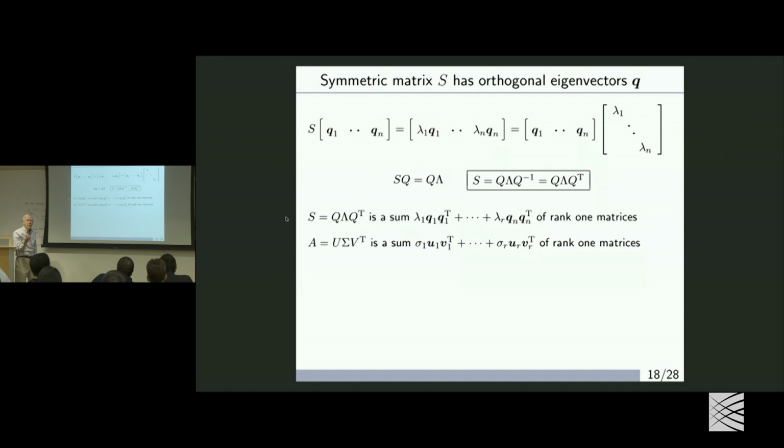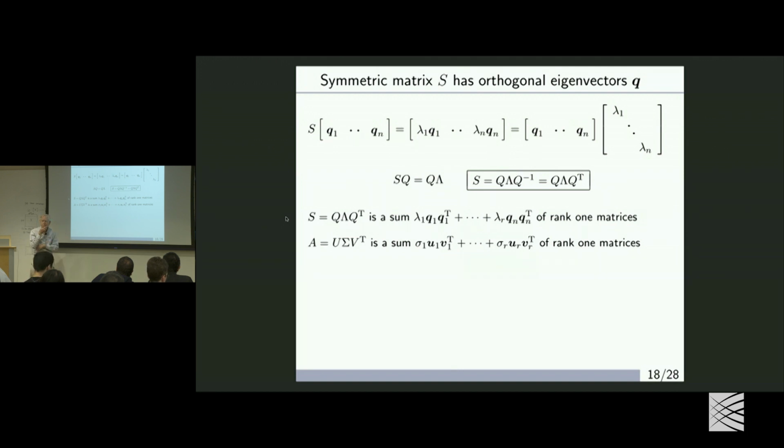The spectral theorem of linear algebra. The spectrum is the eigenvalues. The spectral theorem says every symmetric matrix factors into orthogonal times diagonal times transpose of orthogonal. I'd say that's theorem number 1 in importance. And of course, we can split that up into a sum of rank 1s. So that's the picture when the matrix is symmetric. Square, of course, and symmetric.